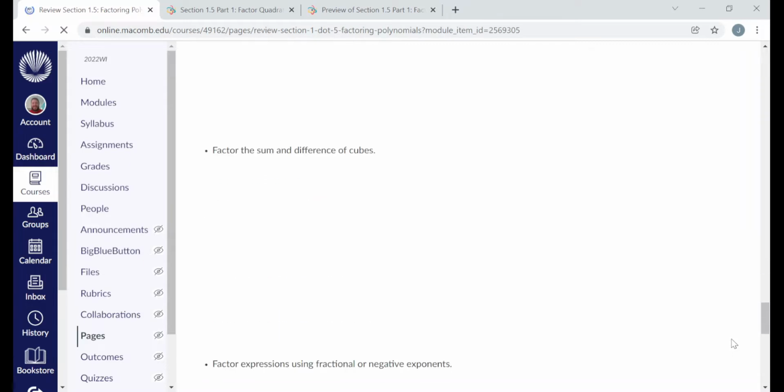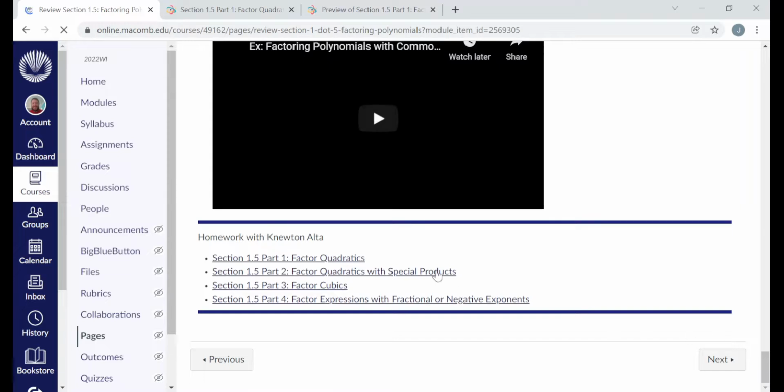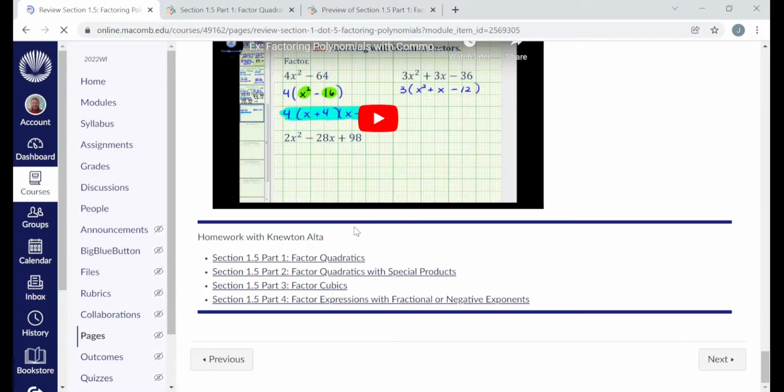Anyway, the most important thing about this, what I'm trying to show you, is at the bottom. See, all the videos are coming up now. Homework with Newton Alta. And I'm going to show you what one of these things looks like and how to work on them. So section 1.5 part 1, again you can enter it here or in the assignments menu.